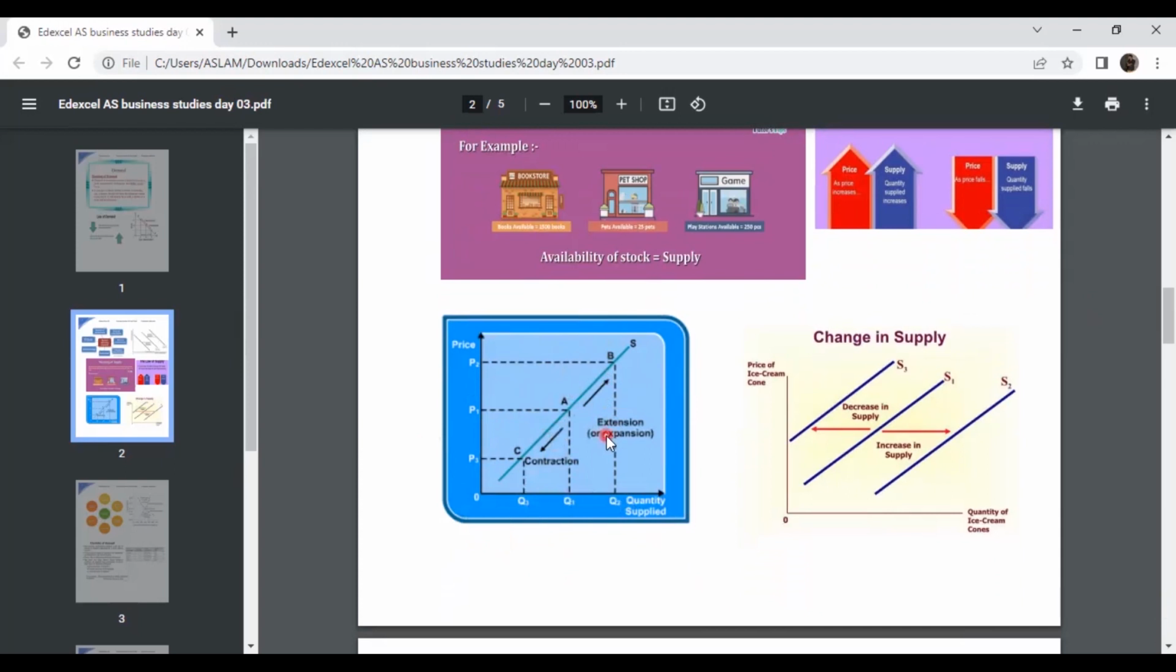So actually, you need to understand one particular thing: why suppliers are motivated with price to sell more, because they produce with the intention of selling. So that's the reason when they produce more, they will try to sell more at a higher price as much as possible. Then we have the next part: changes in supply happens due to determinants of supply.